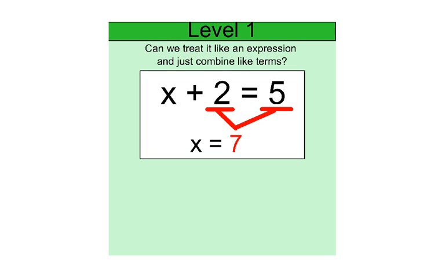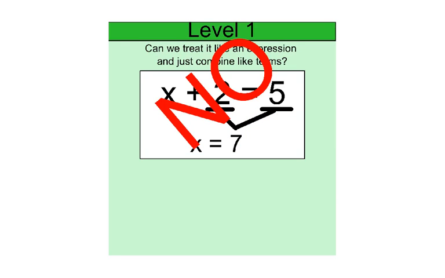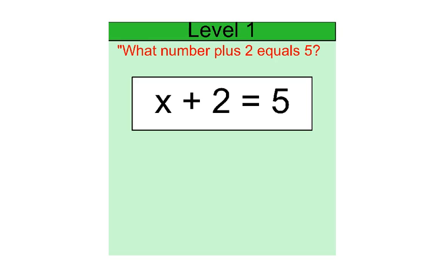So you know what the answer is. So the question is, can we just treat it like an expression and just say, okay, well, I'm going to combine that 2 and that 5, and together they make 7? Well, you already talked about it a minute ago, hopefully, and you said that 3 plus 2 is equal to 5. So is this a correct statement? Nope, it's not.